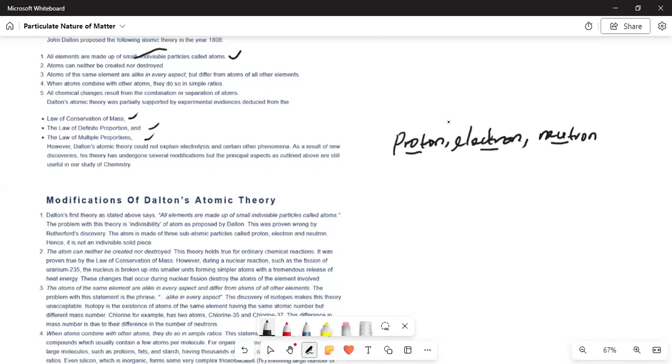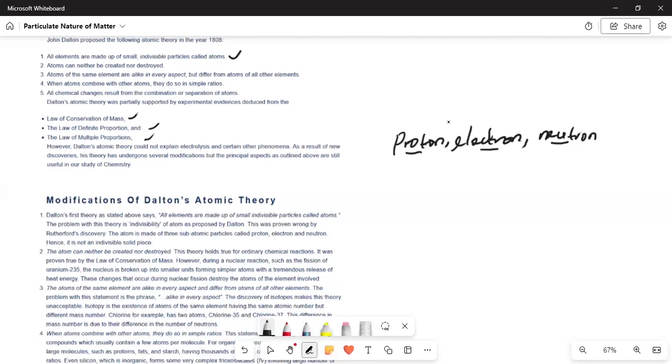Now, his second theory says that atoms can neither be created nor destroyed. This theory holds true for ordinary chemical reactions only. It was proven by the law of conservation of mass, which we are going to look at in our next class. The law of conservation of mass states that during a chemical reaction, matter is neither created nor destroyed. This happens only for ordinary chemical reactions. When you come to complex reactions like radioactive reactions, atoms can be created and destroyed. So this second theory is not completely true.